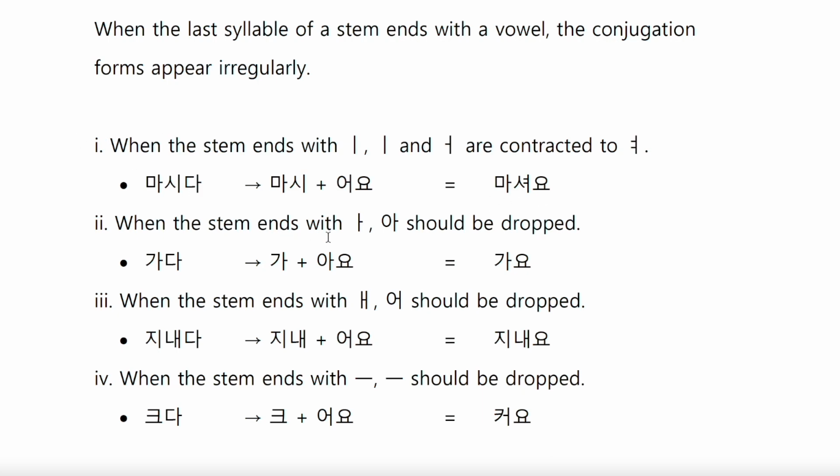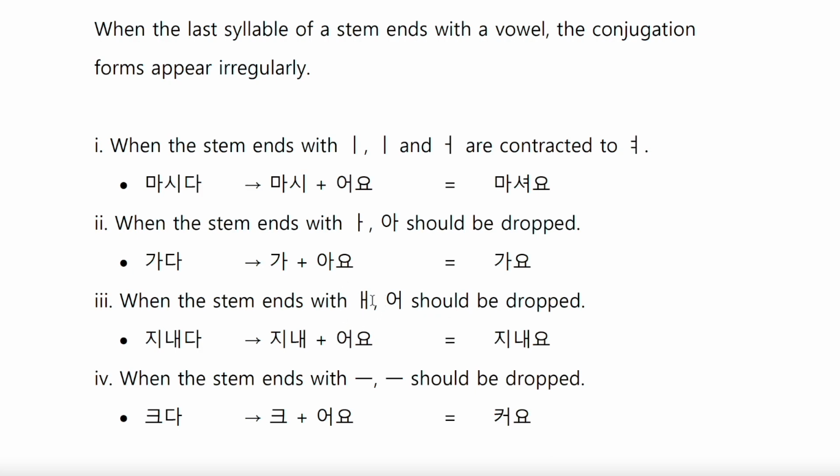When the stem ends with 아, then 아 should be dropped. What this means is 가다, 그러면 stem is 가. And we need 아요 because it ends with 아. 그러면 가아요, 가아요. 그러면 it sounds redundant. 그렇죠? 그래서 eventually we just drop this 아. 그래서 가요.